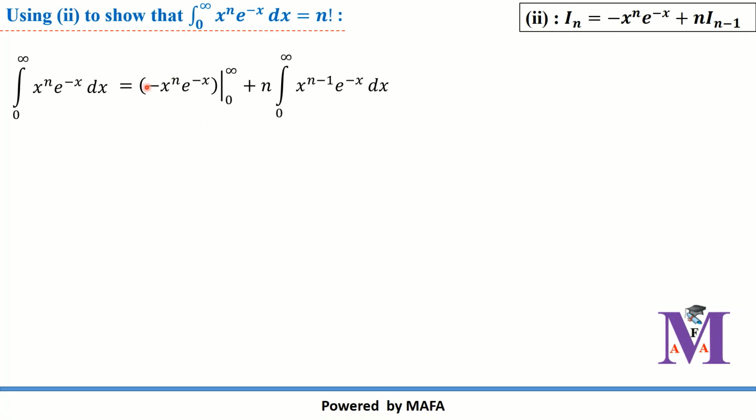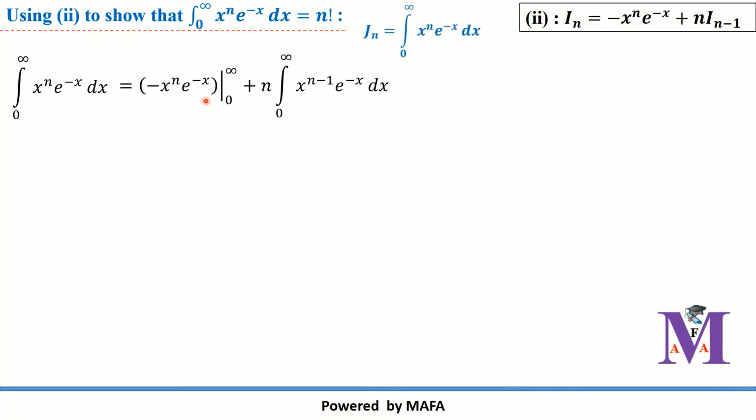Alright, now we cannot impute infinity by saying negative infinity raised to the power n times e to the negative infinity. No, we don't do that. This is an improper integral, so we need to use the limit definition. Remember, this is a concours, so you don't do things that are absurd.